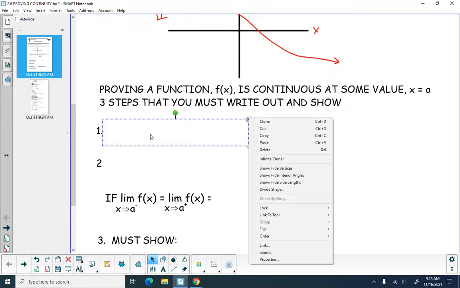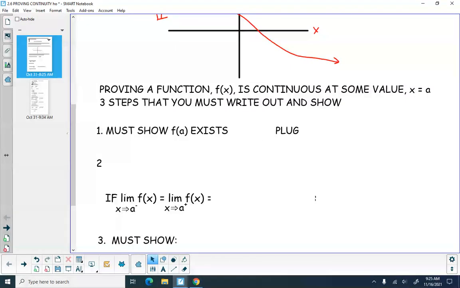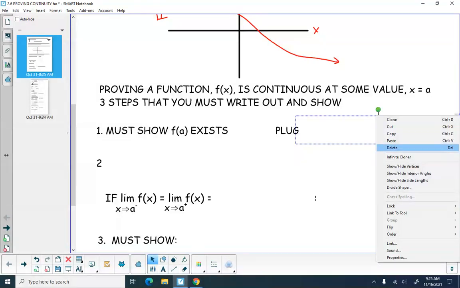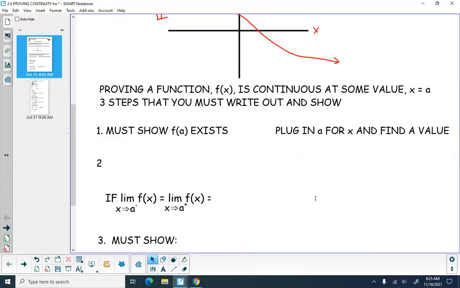The first step is you must show f at a exists. You plug in a for x and you find a value. You come up with a value for f at a. That's your first step.